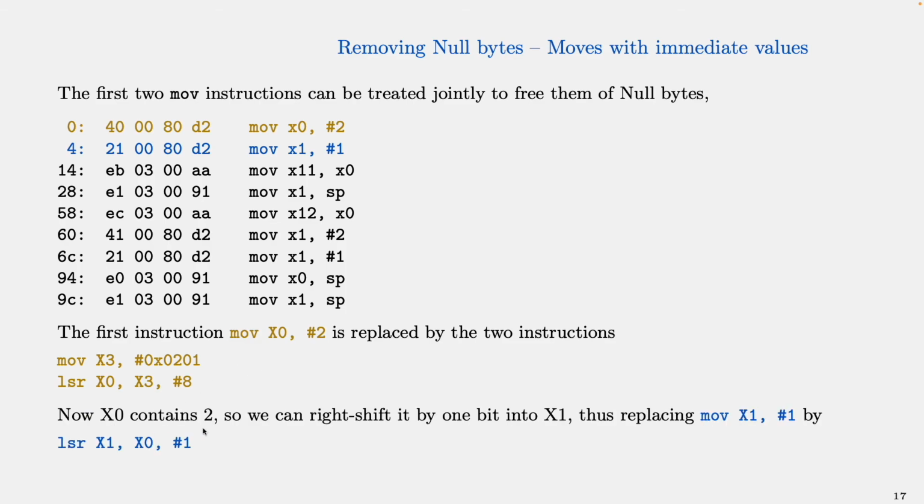Now x0 contains the value 2, and we can now right shift the value 2 in x0 by 1 bit to move the value 1 into the register x1. And in this way we can replace those two instructions by 3 other instructions that do not contain null bytes.